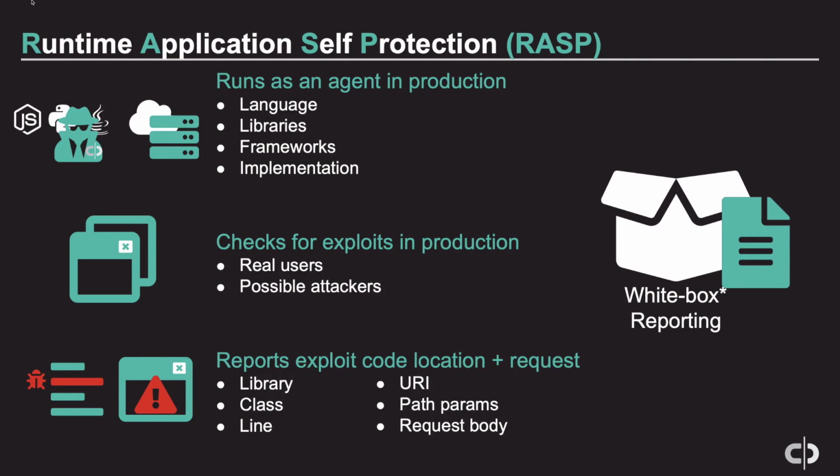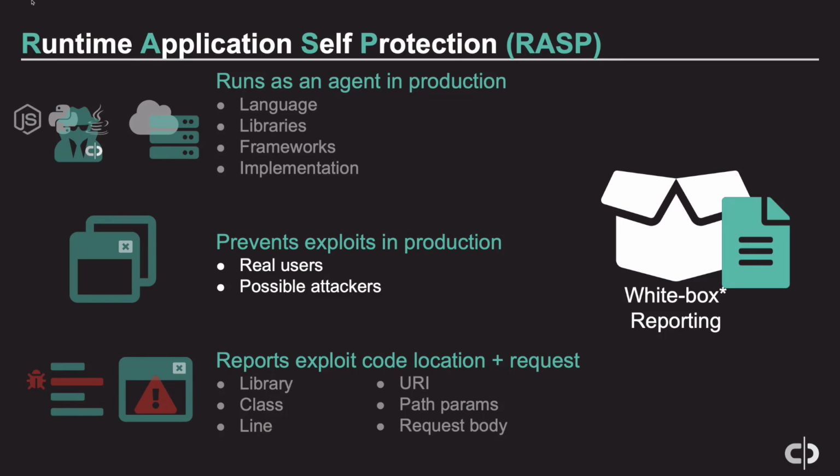Runtime application self-protection is very similar to IAST, however it runs in production. It's easier to simply highlight the few differences. It also runs as an agent, but in production. Rather than reporting on vulnerabilities, it actively blocks the exploit of them. Remember that this will be from real users and possibly malicious attackers. It gives us visibility into active threats by reporting the code location and the request of real attacks. And this is a phrase I think I've coined myself, white box reporting.